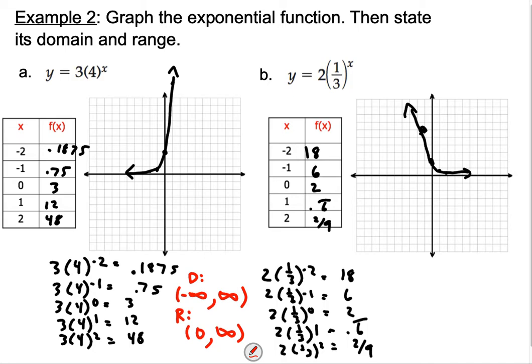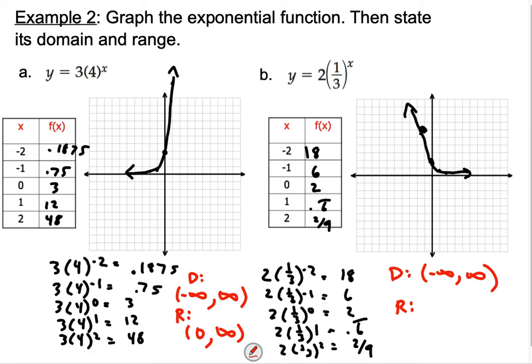Let's do the domain and range for letter B. So the domain here, you look left to right, so at the left it's up there at the top there, so it's going up and to the left forever and ever and ever. That's negative infinity. And then over on the right there, that arrow's going to the right forever and ever and ever, so that's infinity. And remember, that's true for all exponentials, that the domain is always going to be parentheses, negative infinity, comma infinity, parentheses.